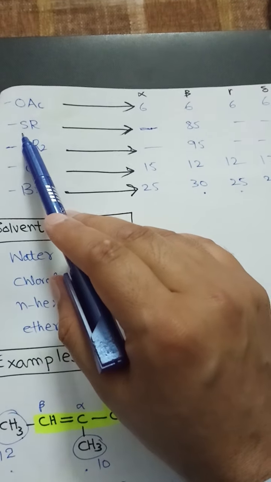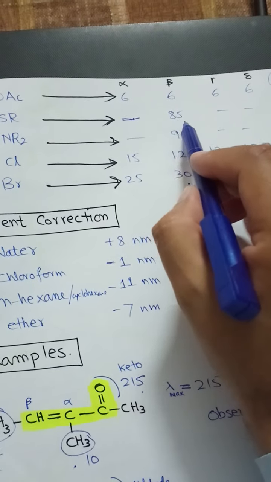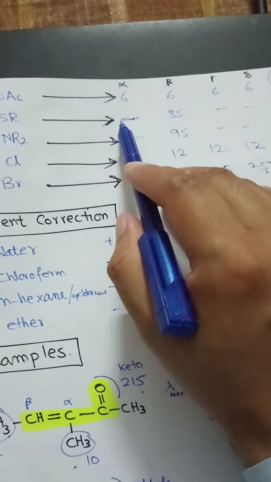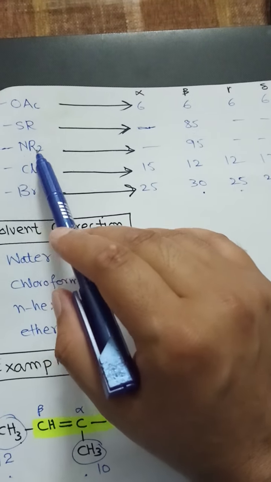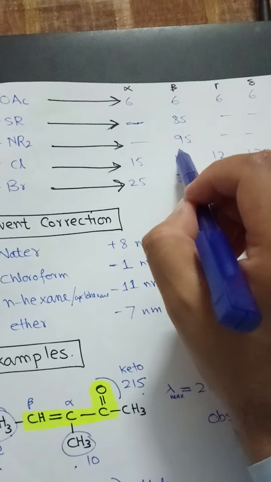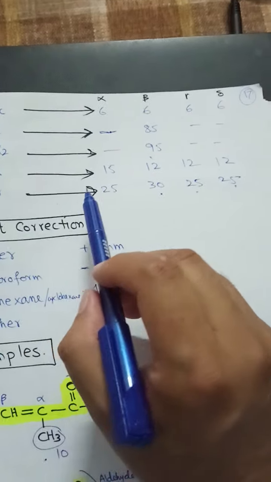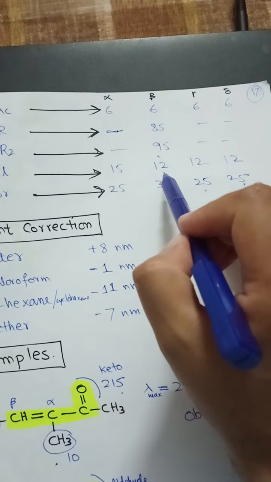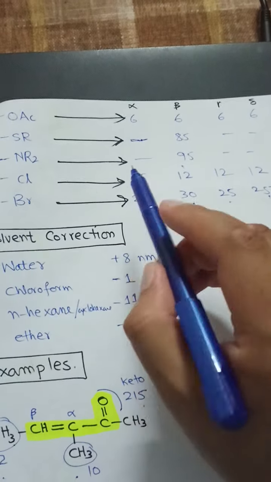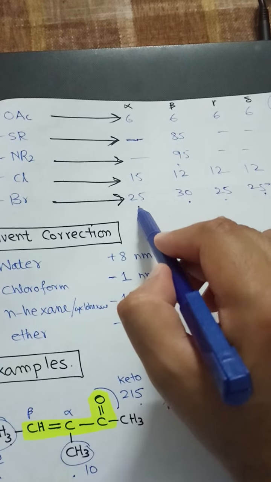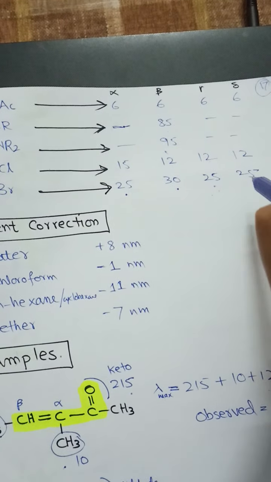For SR group, at beta position the increment will be 85, but in case of alpha, gamma it will remain same. For amino group or NR2, 95 nanometer increment will be at beta position. For chlorine, 15 nanometer at alpha and 12 nanometer at beta, gamma or delta. And for bromine, 25 nanometer increment at alpha, 30 nanometer at beta, 25 nanometer at gamma and delta.